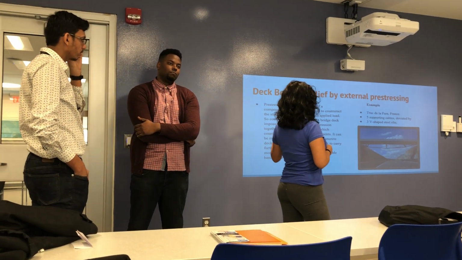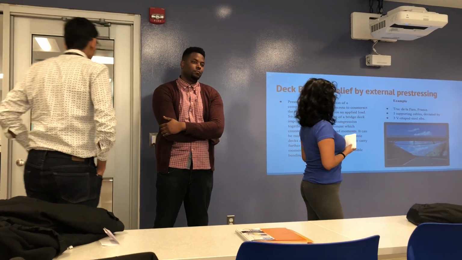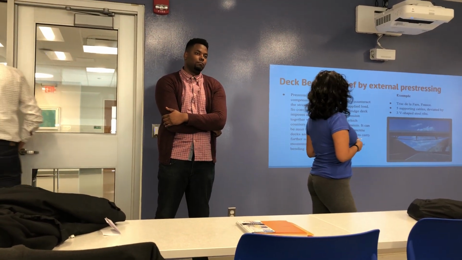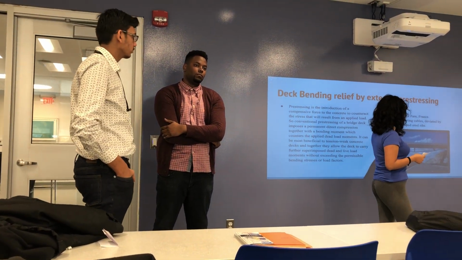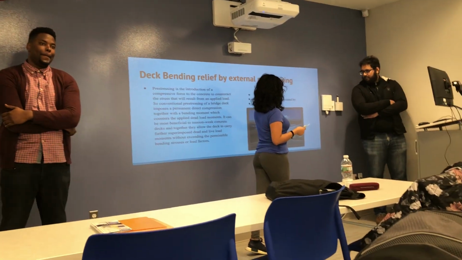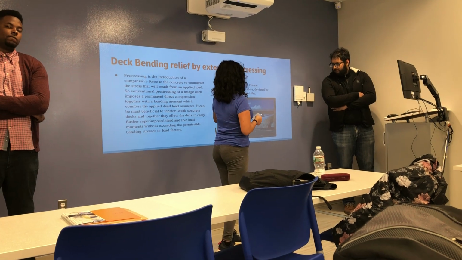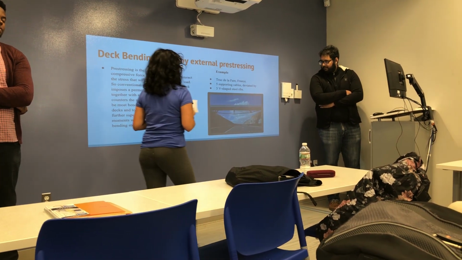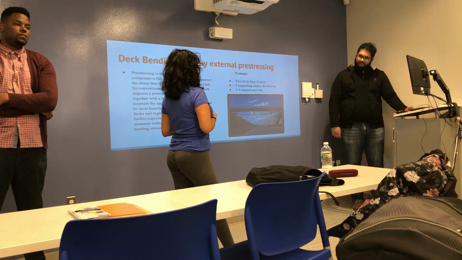It's a conventional prestressing for a bridge deck. It imposes a permanent direct compression together with a bending moment which counters and offsets the dead load moment. For example, in this bridge in France, we have three triangles, which is a stronger shape. This holds the bridge and makes it stronger if it has to carry more weight or heavy loads.